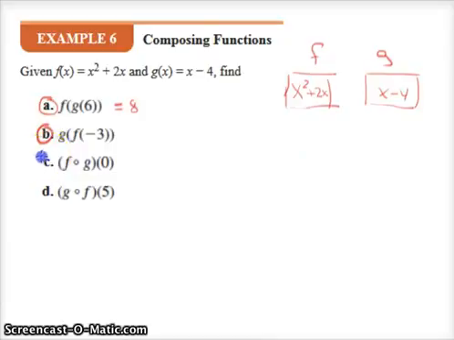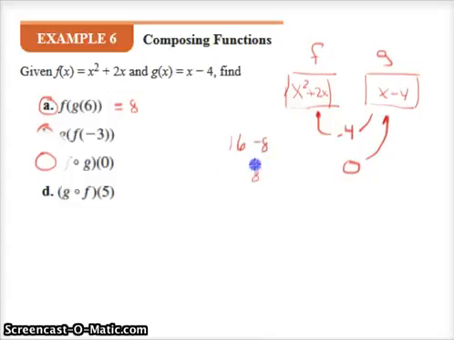Let's look at C here. f of g of 0. So I'm going to take 0, I'm going to go to the g, and I'm going to get a negative 4 back out of that. I'm going to take that negative 4, put it in for f. Negative 4 squared is 16. 2 times a negative 4 is minus 8, so that's 8. That's how we do that.